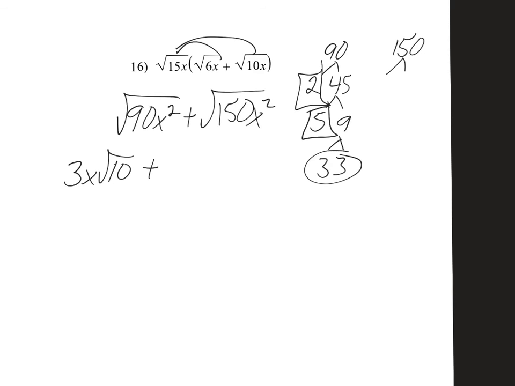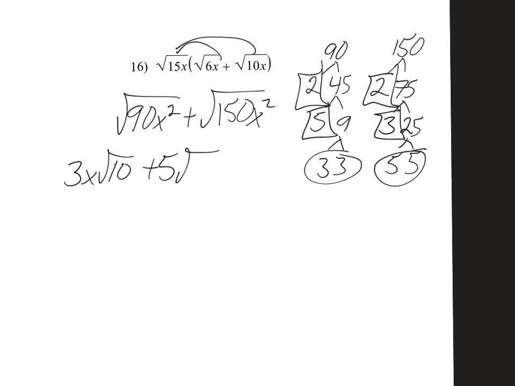This one's rough. 2 and 75. 3 and 25. And then 5 and 5. So I have a pair of 5's and then a 3 and a 2 left over. So that means I have 5 radical, oh wait, there's x squared, so 5x radical 2 times 3 is 6. So let's go ahead and rewrite this one more time. 3x radical 10 plus 5x radical 6.